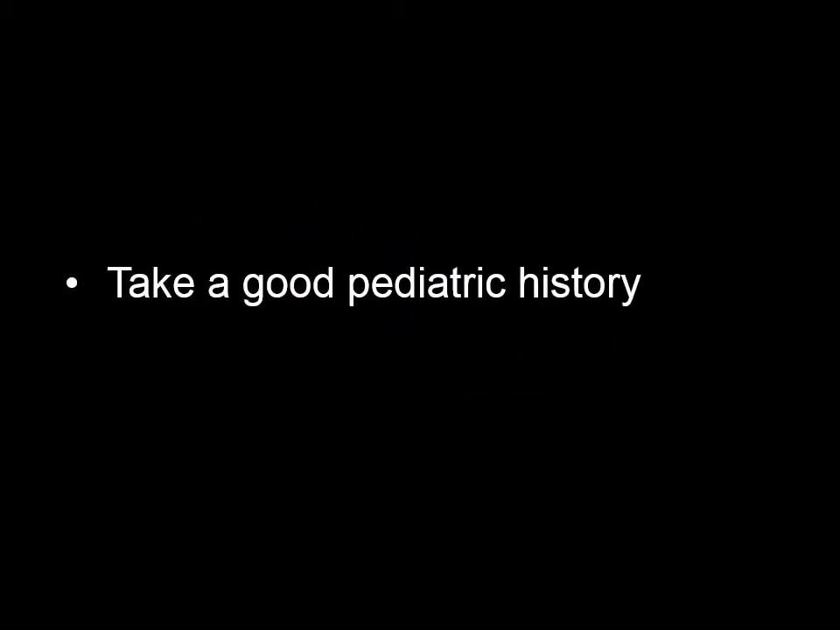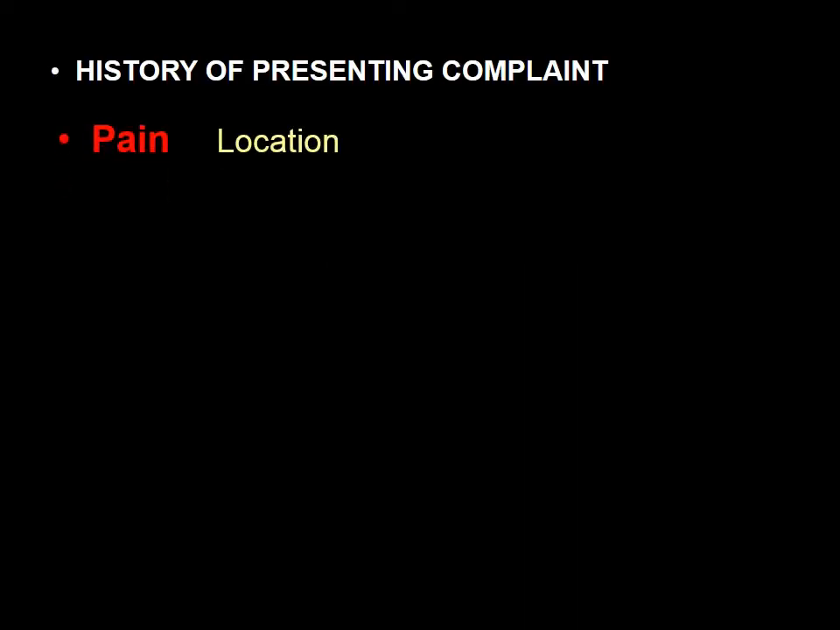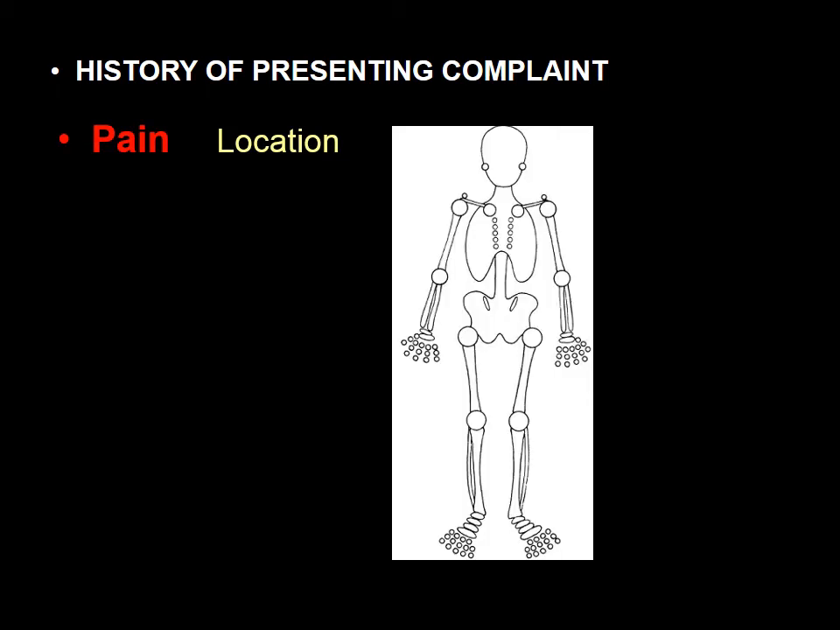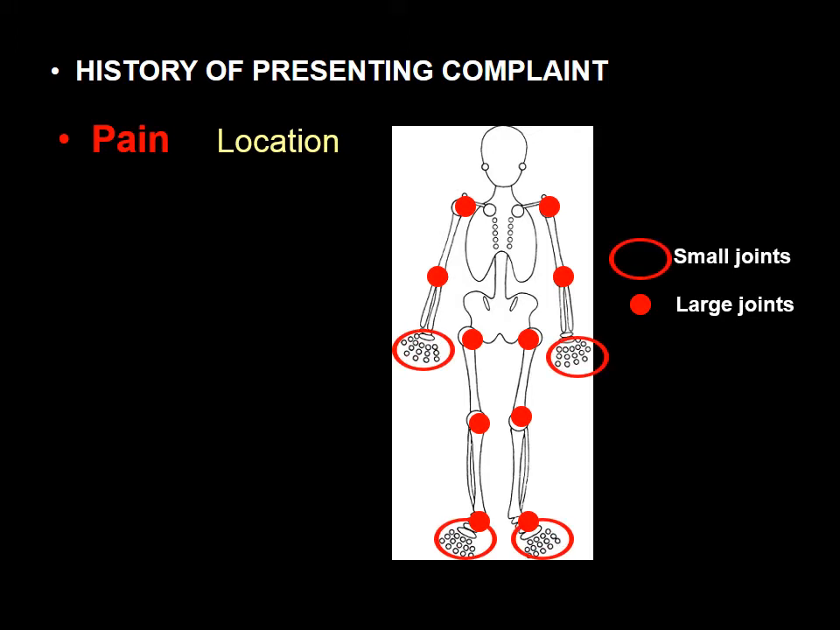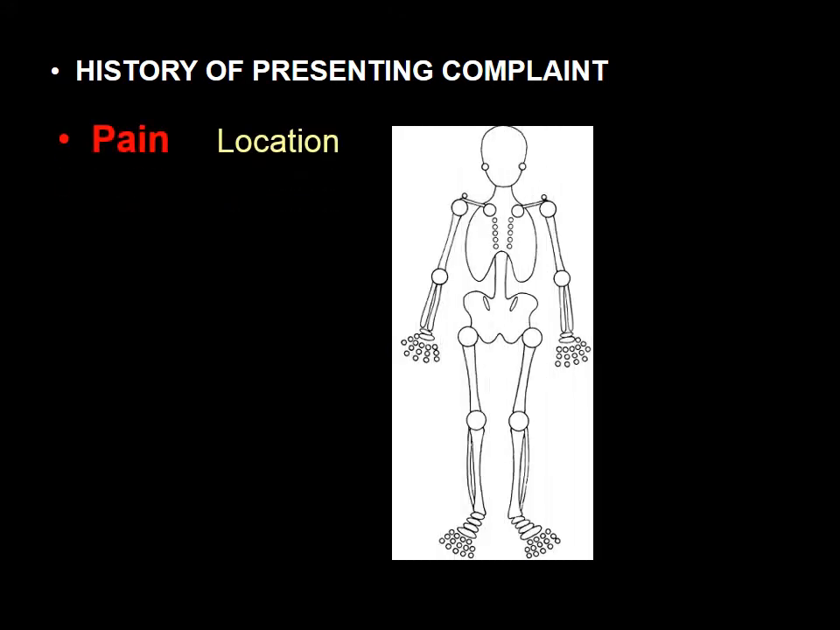So how do we assess a child with musculoskeletal pain? First vital step, take a good pediatric history. A good history greatly aids in narrowing the differential diagnosis, and I will mention some important points. For the history of presenting complaint, characterize pain. Take note of the location and its distribution, such as for the joints: does it affect the small or large joints? Axial or peripheral joints?